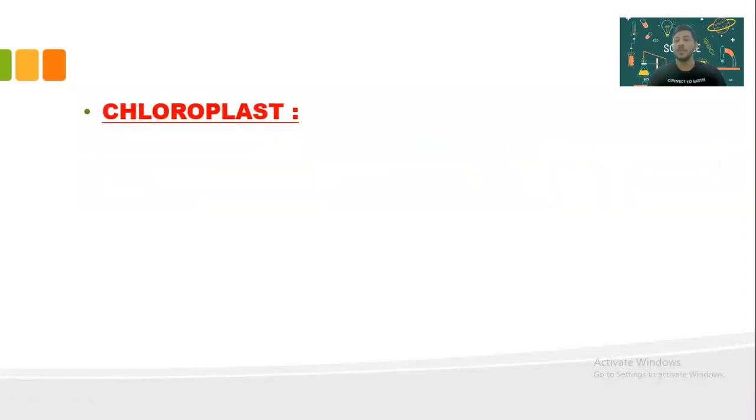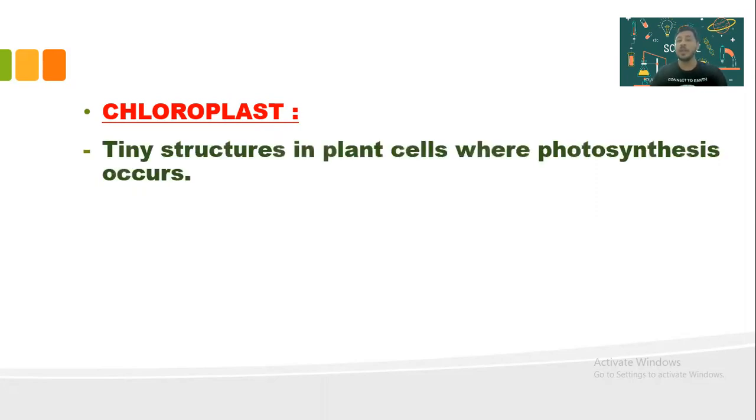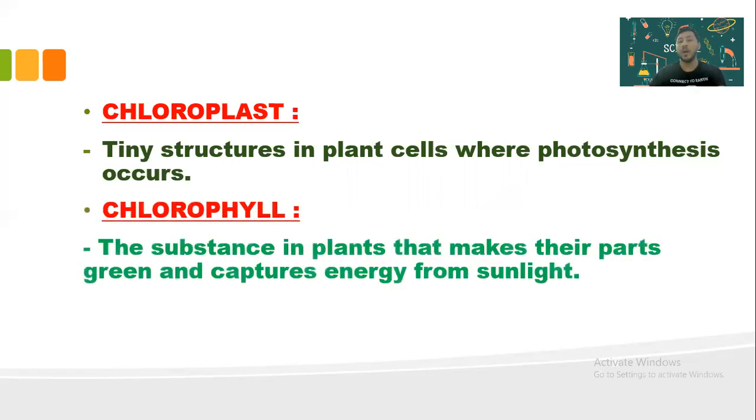How and where photosynthesis takes place. We understand how the photosynthesis process occurs. Where does photosynthesis take place? It takes place in the leaves of the plant, especially in a structure called chloroplast. Chloroplast is the structure in the plant cell where photosynthesis takes place, and it also contains a substance called chlorophyll. Chlorophyll is a substance in plants that makes their parts green and captures energy from sunlight. Have you ever asked yourself why plants are green? Because they contain the substance called chlorophyll that makes them green and also captures energy from sunlight.